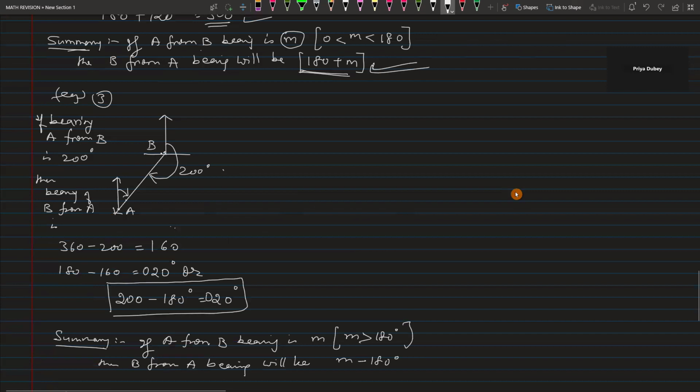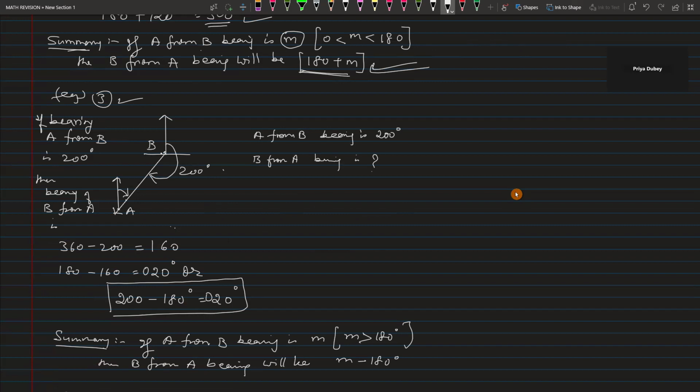In example number 3, can you see 200 is a bearing, this 200 degree. Can you tell me whether this 200 degree bearing is A from B or B from A? Looking at the diagram, it is A from B. So you can write here A from B bearing is 200. And suppose they ask you B from A, means they are asking you the reverse bearing. So what will the reverse bearing be?